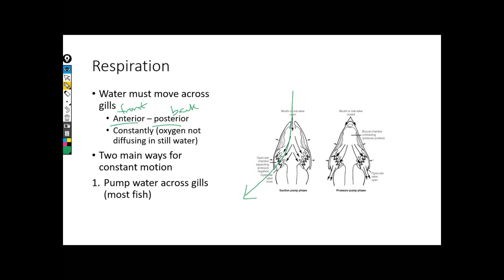Okay, so how can we do this? There's two major ways an aquatic organism can do this and be successful that we'll see, and it depends on the group or sometimes the species. Okay, the most common is an active pumping system. And that's what I have up here.